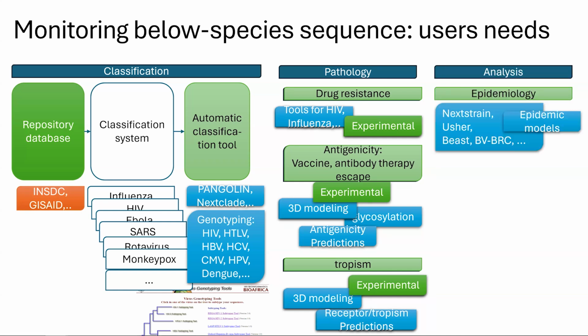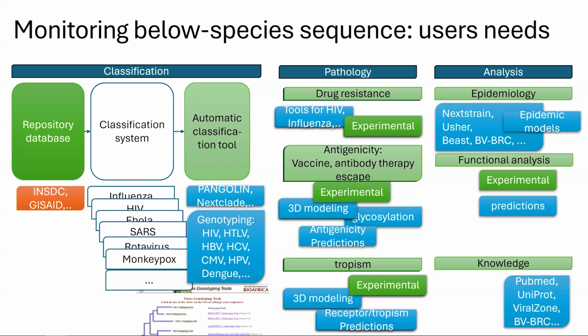To do the job, some kind of analysis for epidemiology, epidemic models, and a lot of things. So I may be missing a lot, just to put some things in place. And at the end, you have some knowledge repositories, which are PubMed, of course, UniProt, ViralZone, BV-BRC.